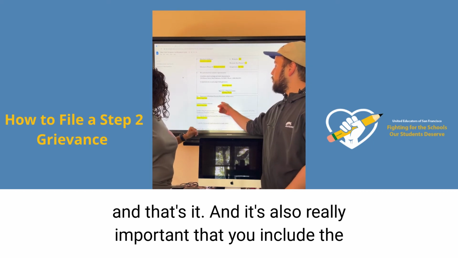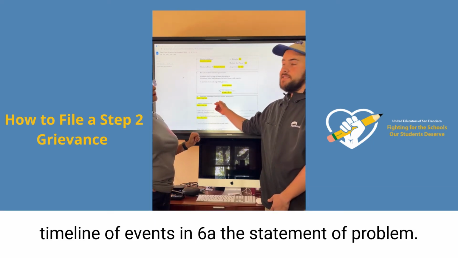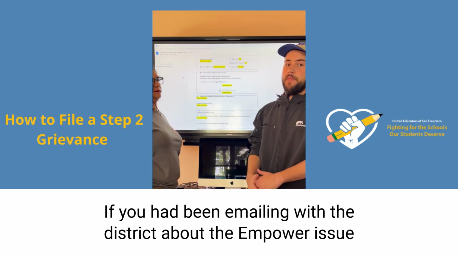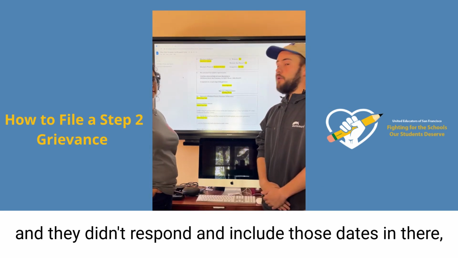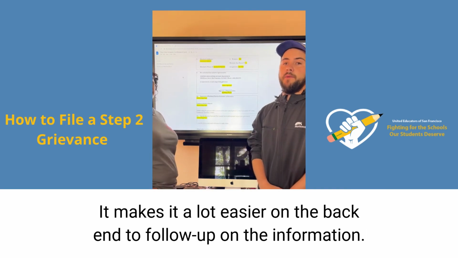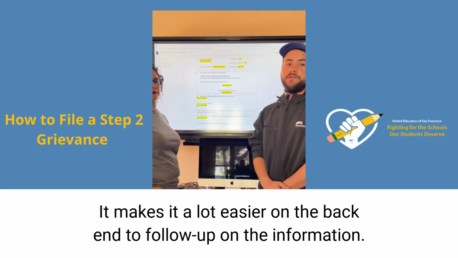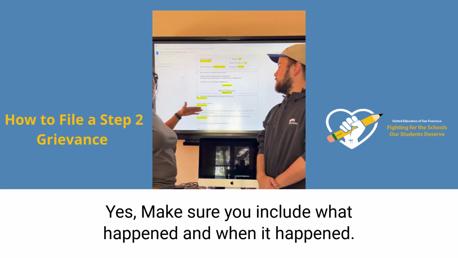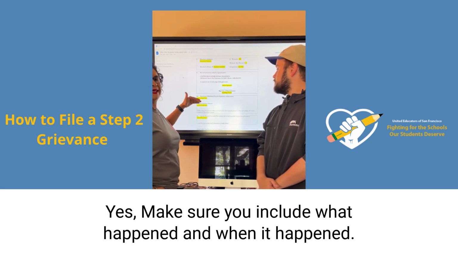It's also really important that you include the timeline of events in 6A, the statement of problem. If you had been emailing with the district about the Empower issue and they didn't respond, include those dates in there. It makes it a lot easier on the back end to follow up on the information, so that's super important as well. Make sure you include what happened and when it happened.